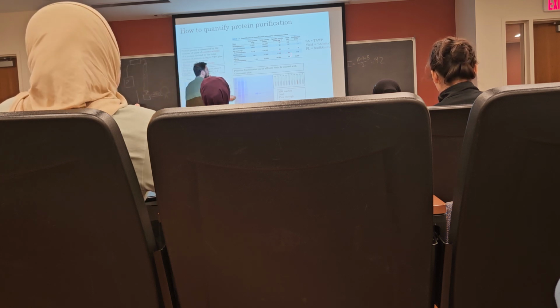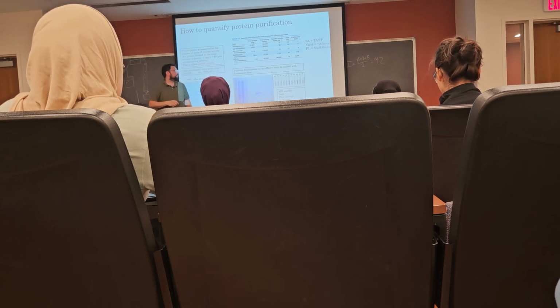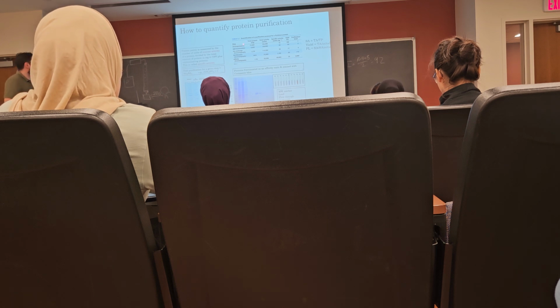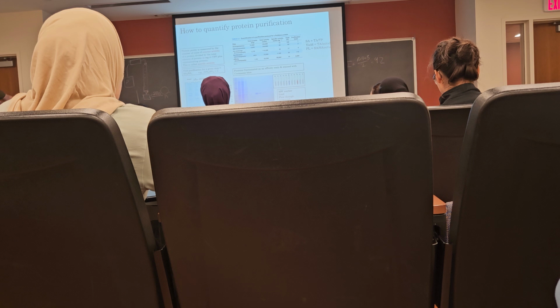But our yield has gone down. 75 over 150 is 50%. So our yield is telling us how much protein we lost. Our specific activity is telling us how much of our protein we have compared to the total amount of protein, and the purification level is telling us how many times more pure our protein is.